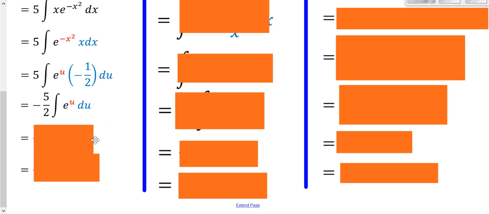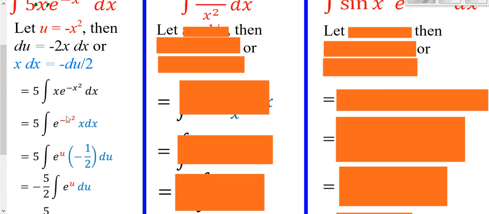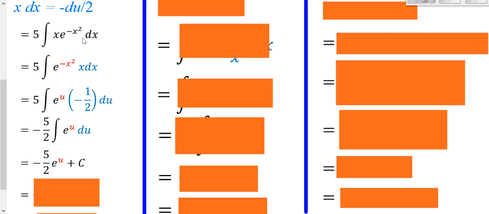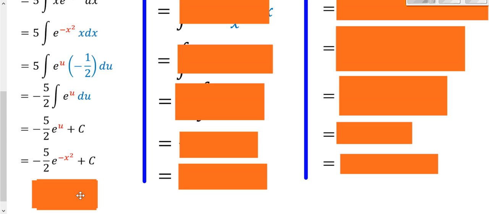Well, the integral of e to a power is just e to that power. And then we could substitute in what u is, which once again is that negative x squared. And so that's our integral. Now, also remember, being an indefinite integral, you have to go plus c.